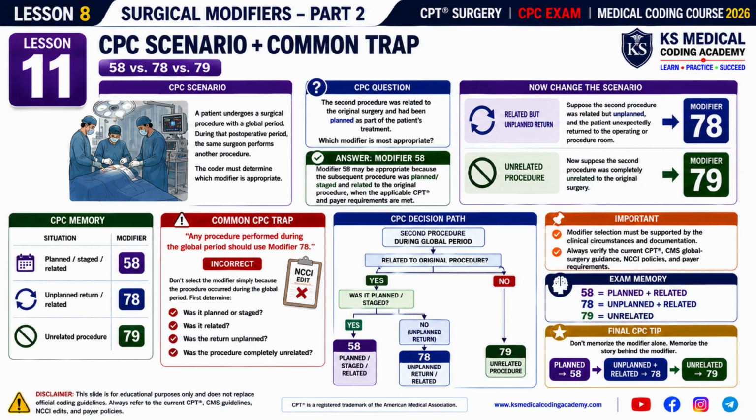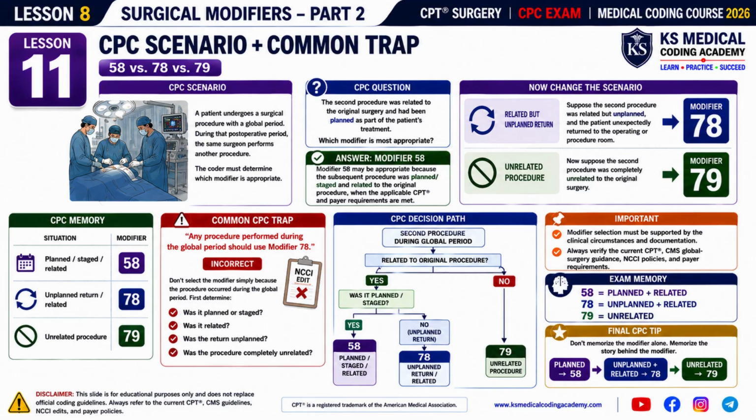Let's apply what we've learned with a CPC scenario involving modifiers 58, 78, and 79. A patient undergoes a surgical procedure with a global period. During that postoperative period, the same surgeon performs another procedure. The second procedure is related to the original surgery and was planned as part of the patient's treatment. Which modifier is appropriate? The answer is modifier 58.